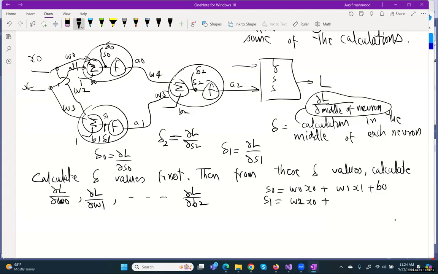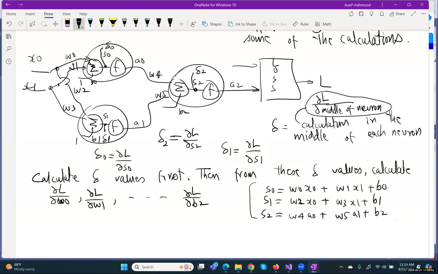And X1 is being multiplied with W3 plus B1. And S2 was A0 with W4, right? And W5 with A1 plus B2, okay? And all the A's were the same as the S's, so I won't write them, okay?